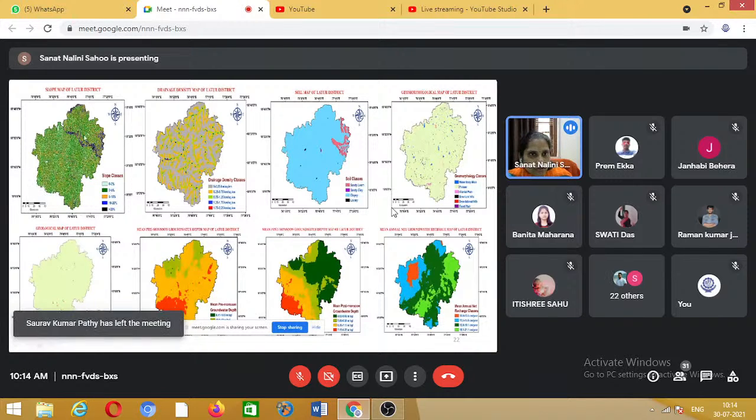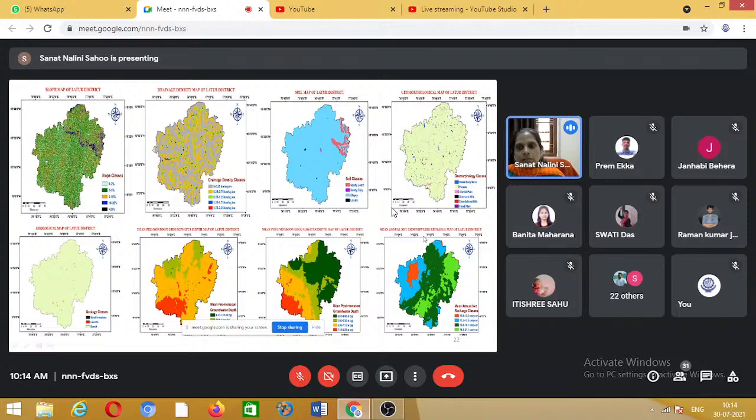So this shows the slope map of that district. This is the drainage density map. This is the soil map, geomorphology map. This is the geological map. Then groundwater depth map before monsoon, post monsoon, and this is the net groundwater recharge map.